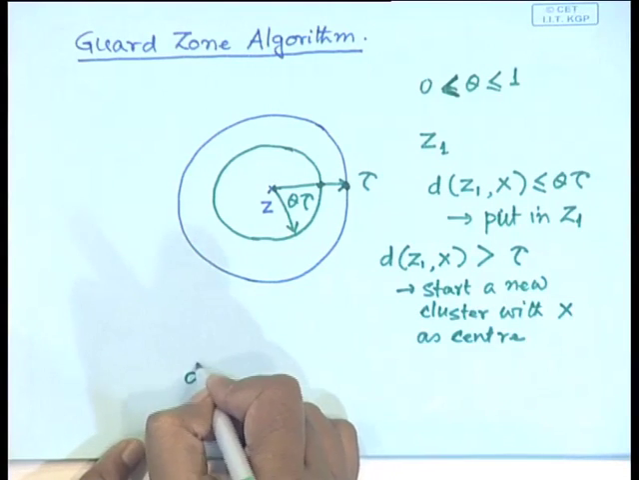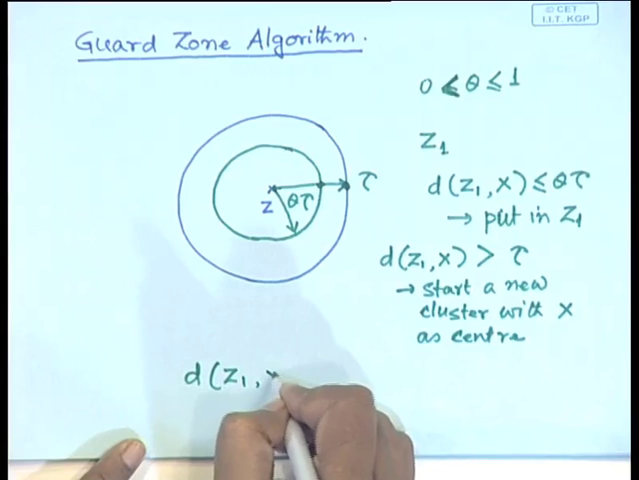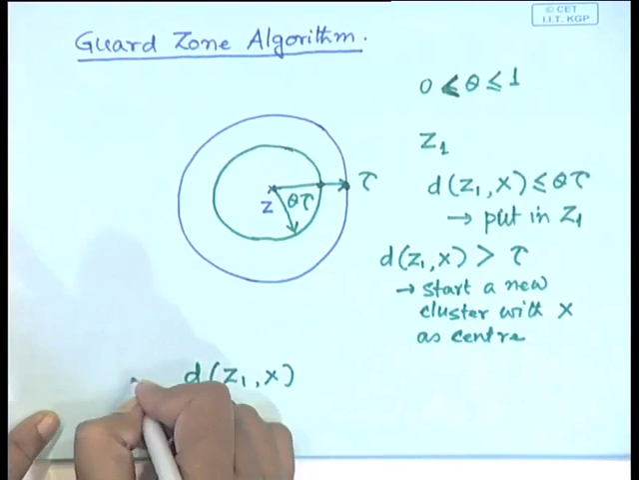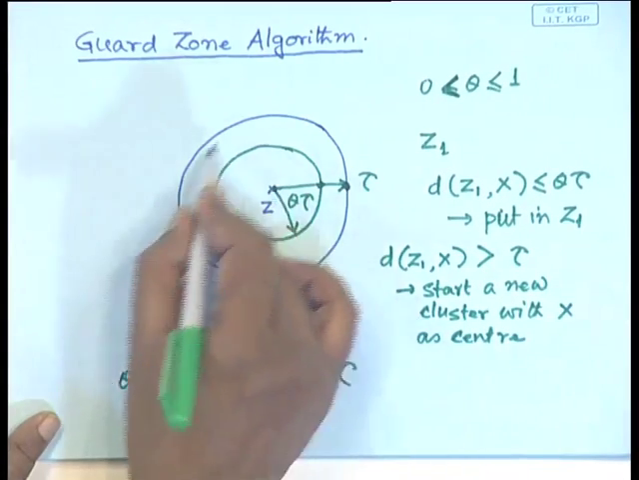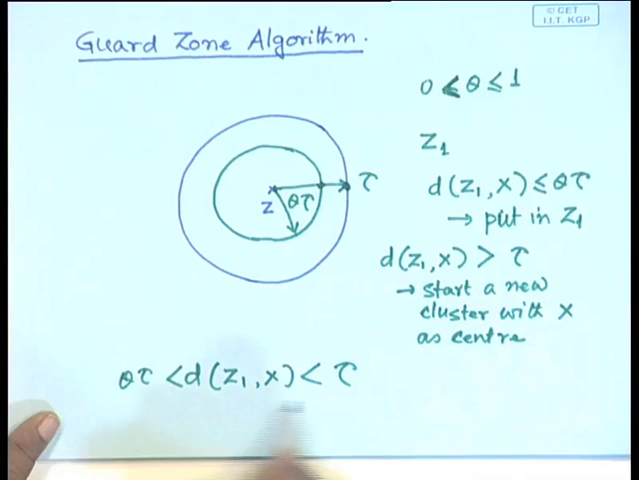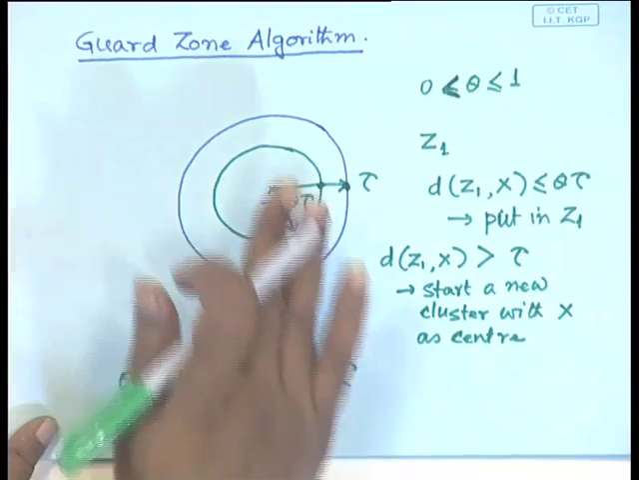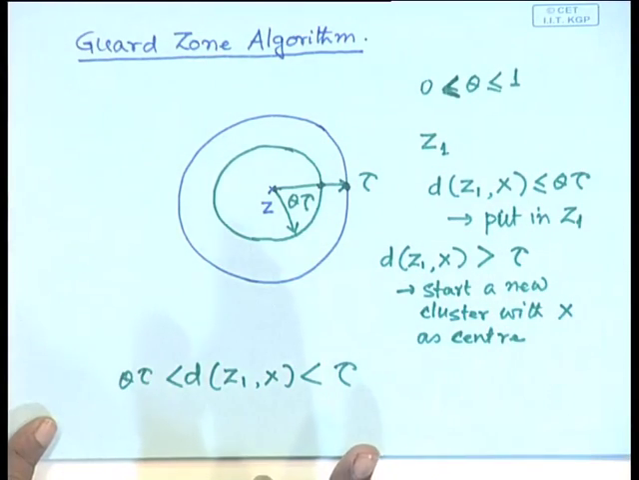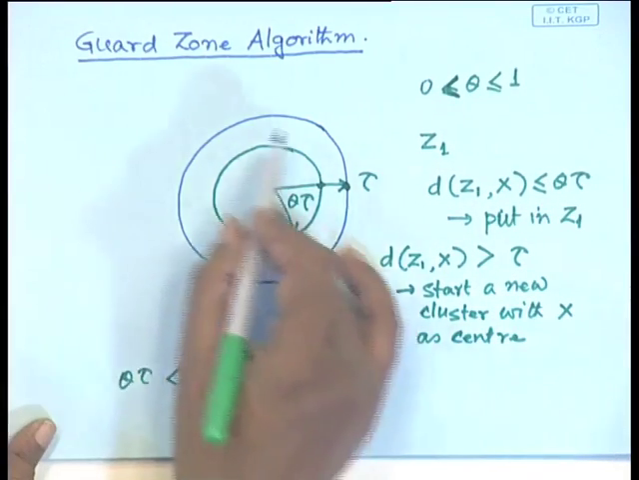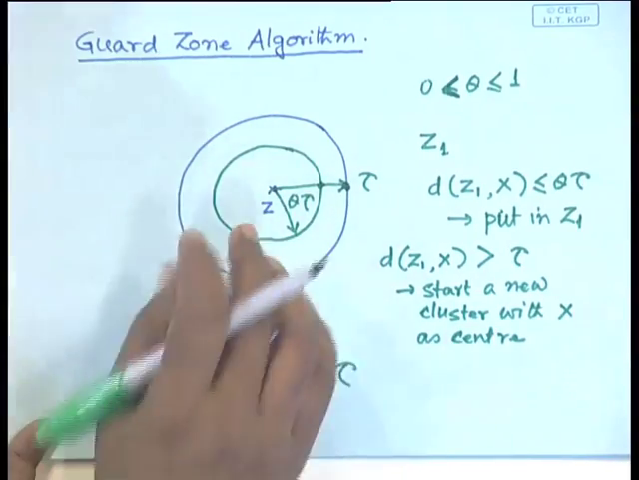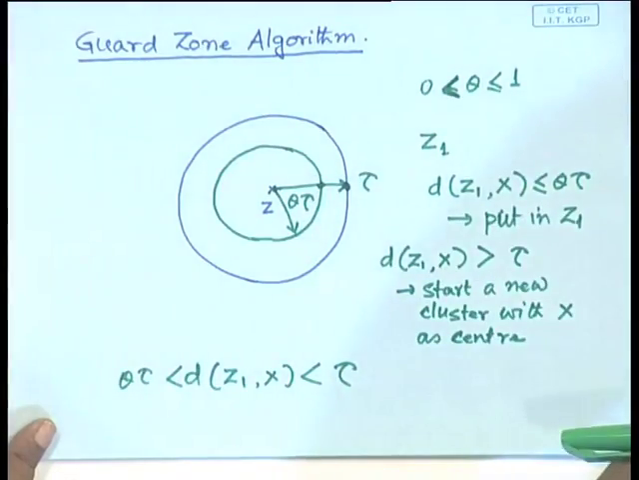Whereas, if the distance between Z1 and x is between theta times tau and tau, that means it is within this region, do not take any immediate decision about this, you keep the case pending. Okay. So, like this, when all the feature vectors are considered, some of the feature vectors will be put into some of the clusters, some of the feature vectors, this is what is called the guard zone, will be in the guard zones of other clusters which are already formed.